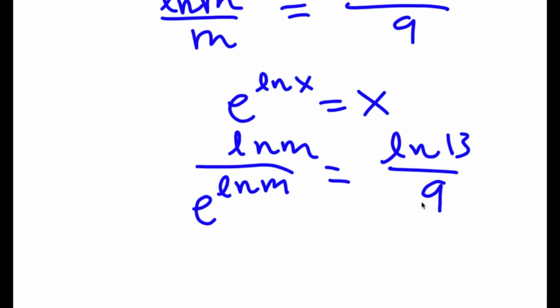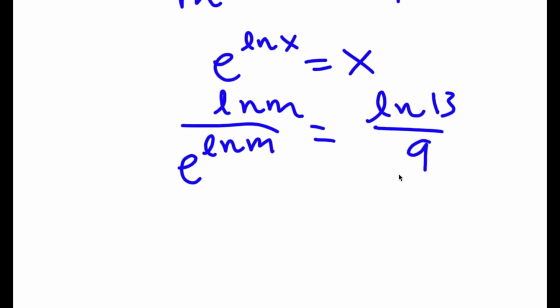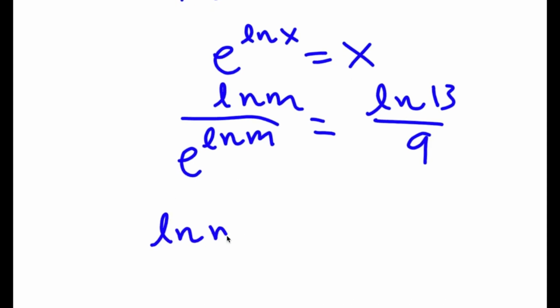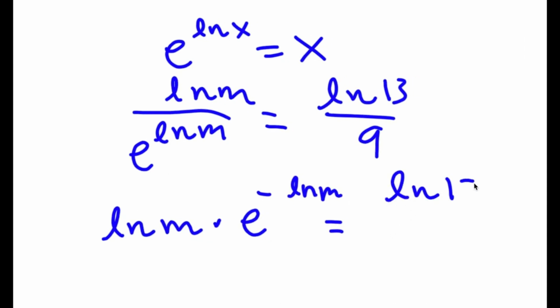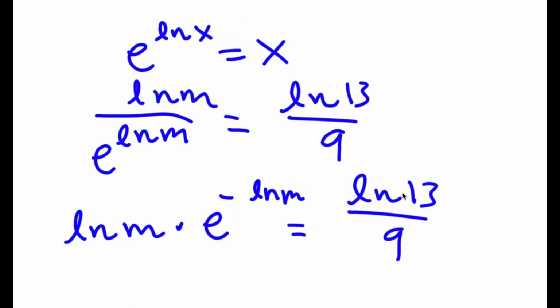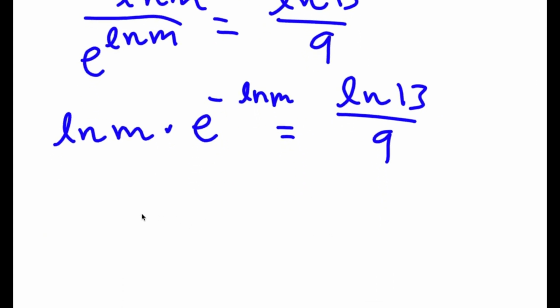Now I have ln m times e to the power of negative ln m is equal to ln 13 over 9. Because a negative exponent, let's say I have a to the power of negative m, this is equal to 1 over a to the power of m.